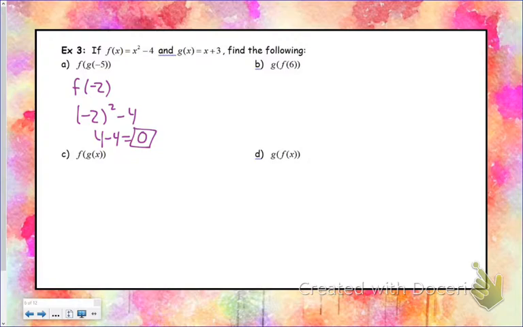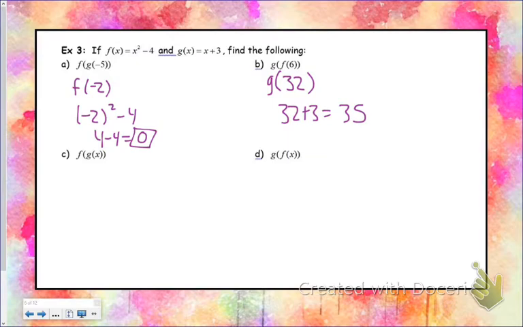All right, looking at b, g of f of 6. So I'm doing g of, plug in 6 into the f of x function. So 6 squared, 36 minus 4. So g of 32. 32 plus 3 is 35.